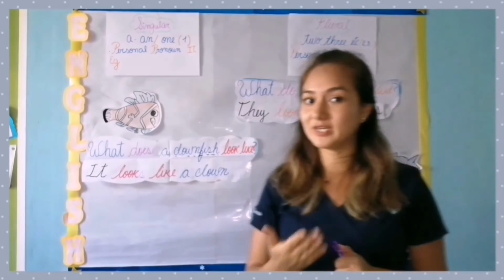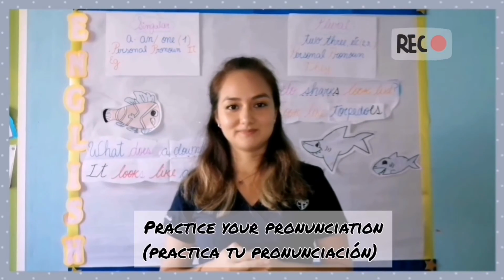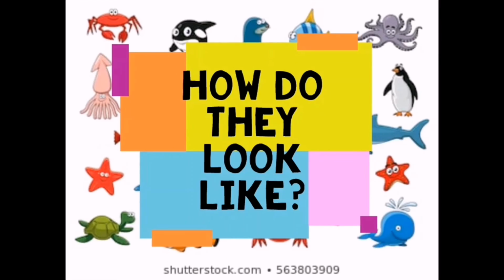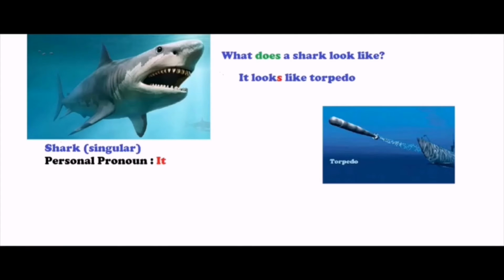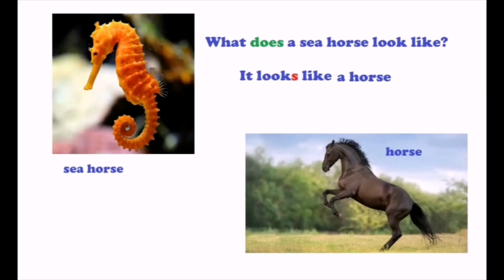You also have more examples in the video. How do they look? What does a shark look like? It looks like a torpedo. What does a starfish look like? It looks like a Christmas decoration. What does a seahorse look like? It looks like a horse.